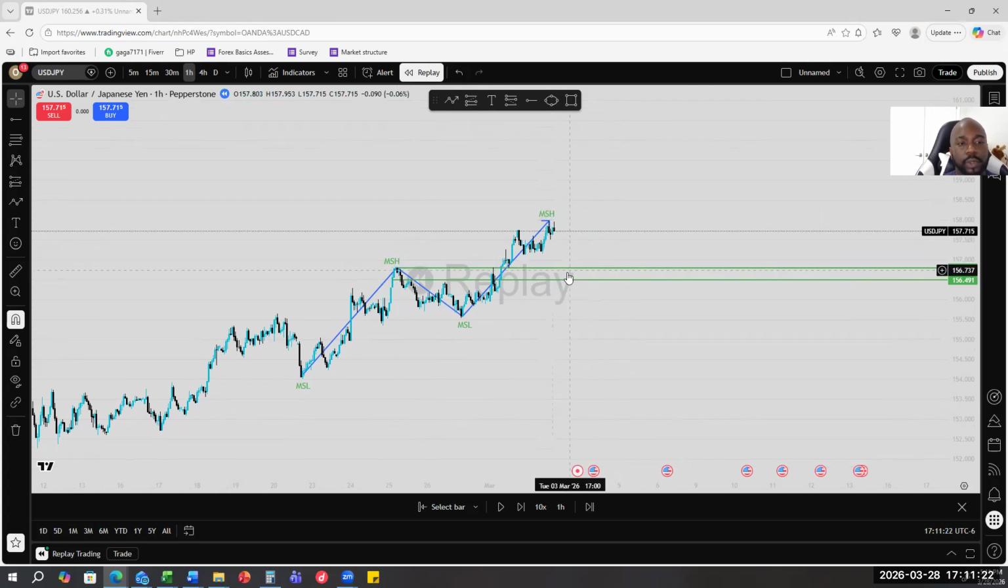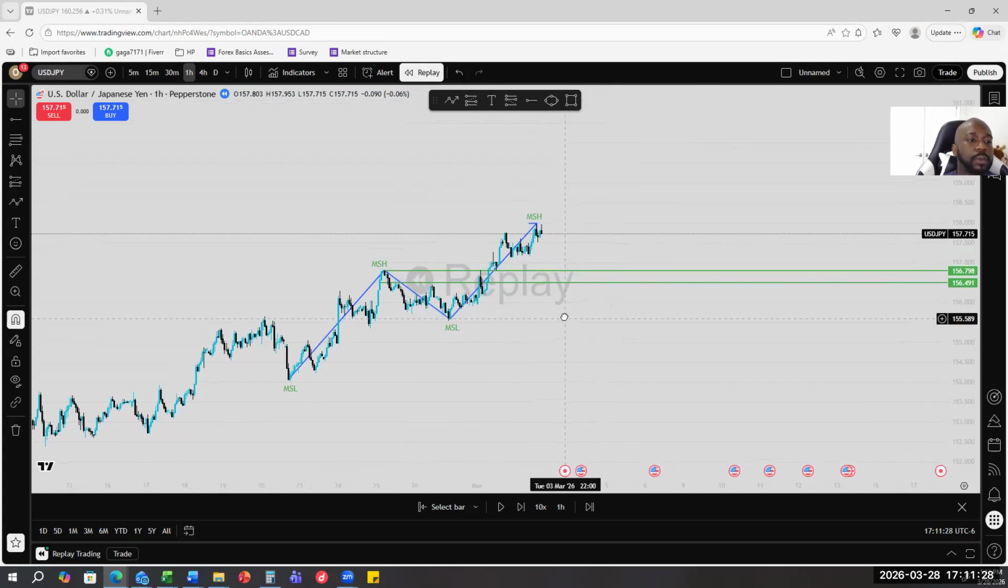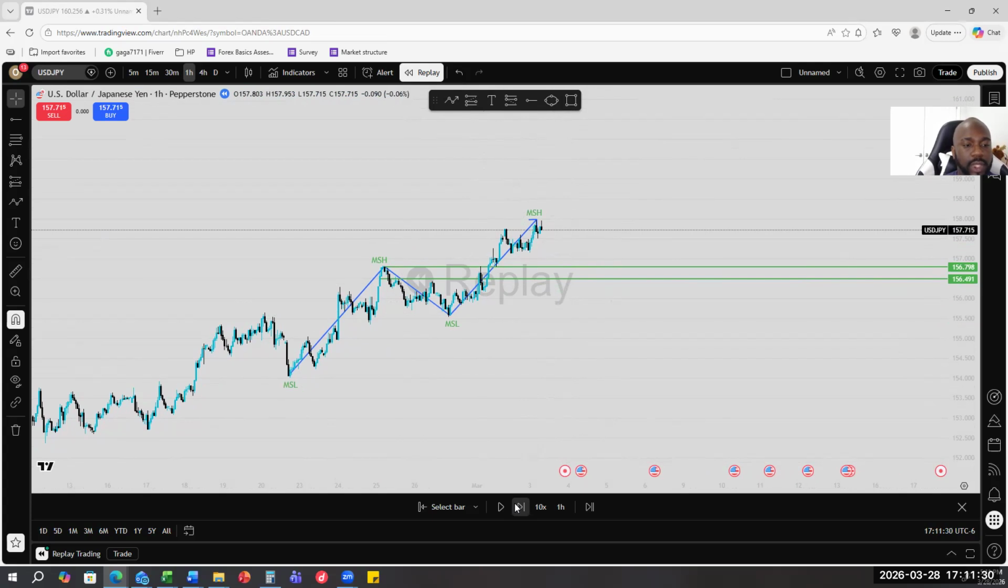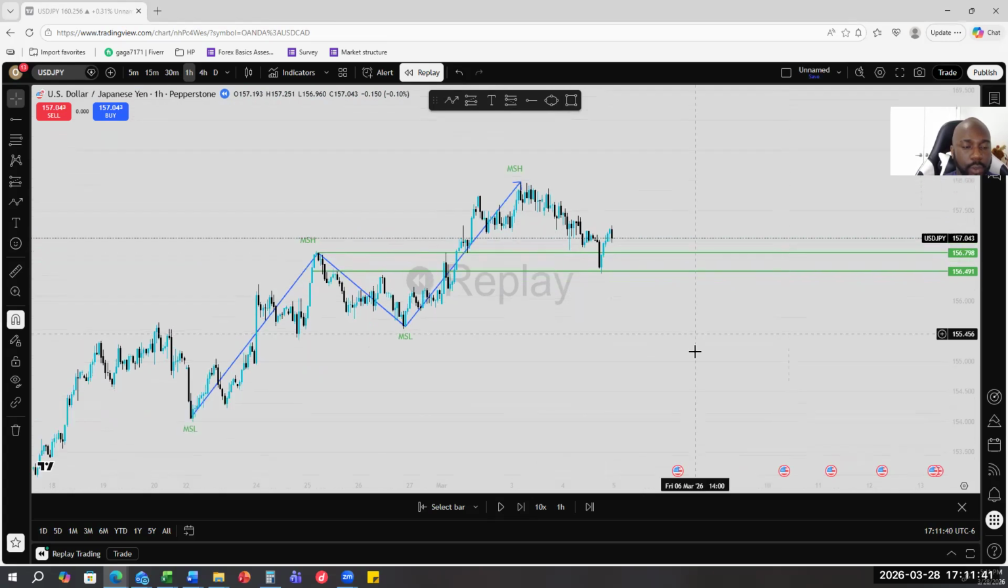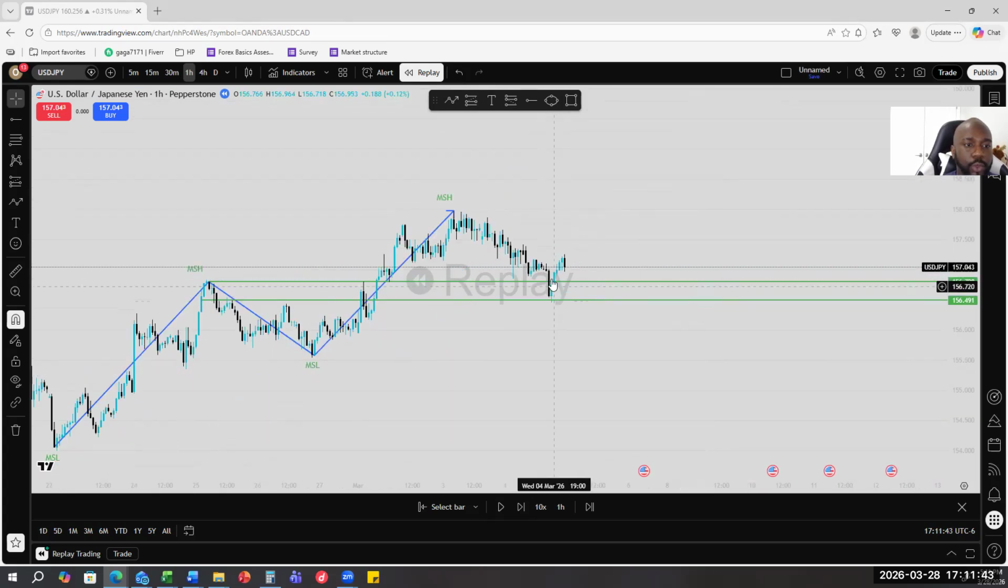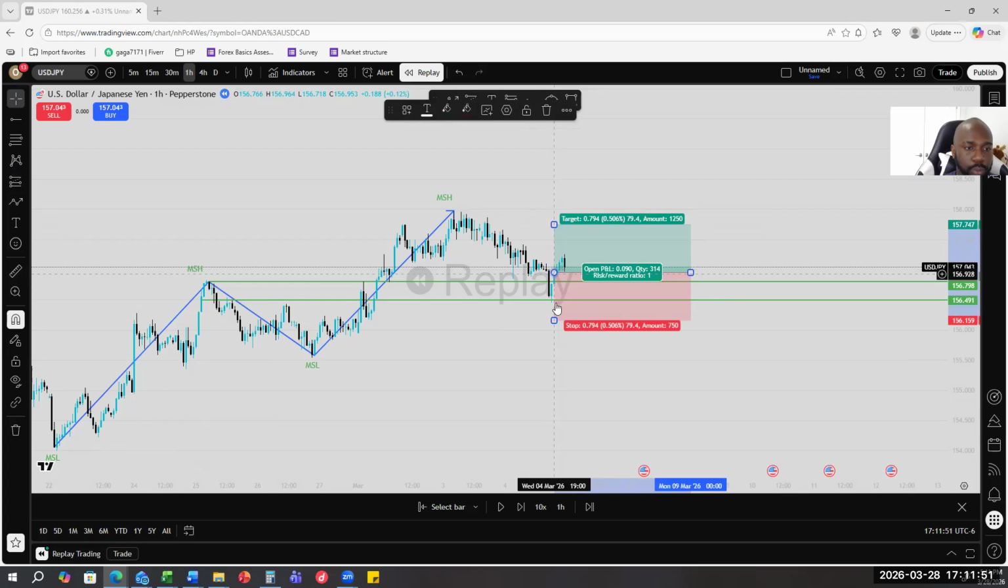Now I just need price to come down here, and once I get a closure above my AOI, I take the trade. So luckily we are using the replay tool and we can fast forward price. So let's see what happens. After a while, we get price in our AOI. So once I get a closure above, just right here, price came to the AOI and I get a closure above, I immediately take a long position.